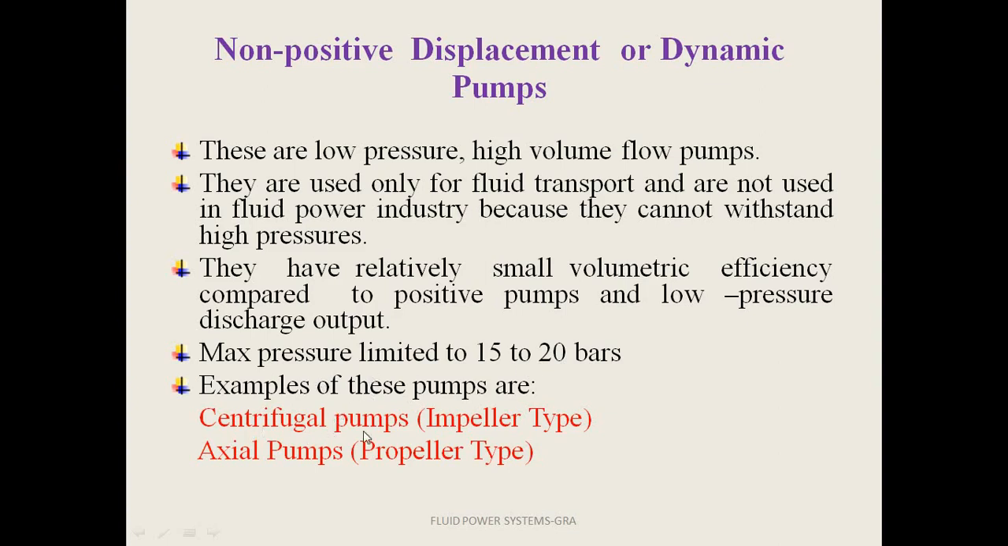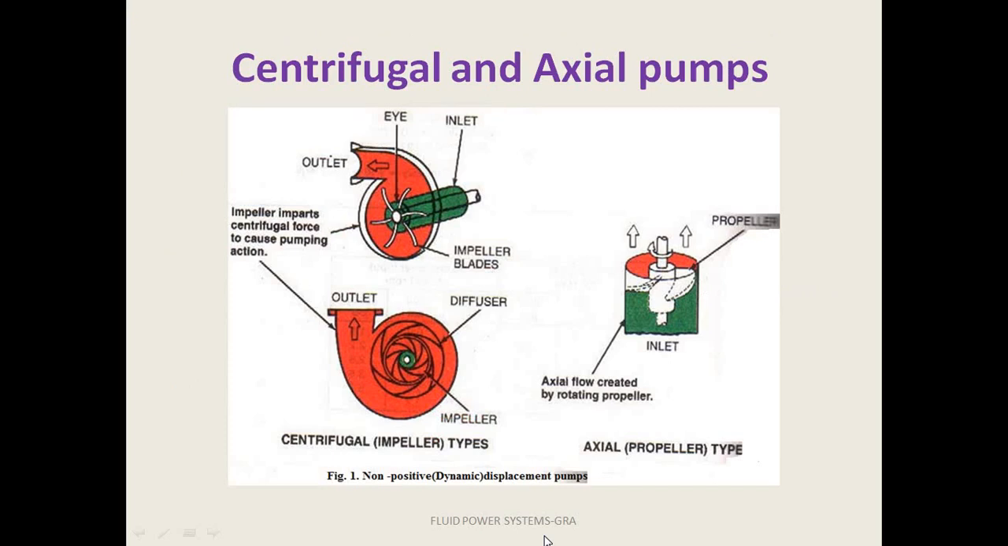Examples of these include centrifugal pumps. These are the normal domestic pumps which we use at our home in order to lift the water from our ground level tank to the overhead tank. And the second one is the axial pump, also known as propeller type pump. This is just a pictorial representation of a centrifugal pump.